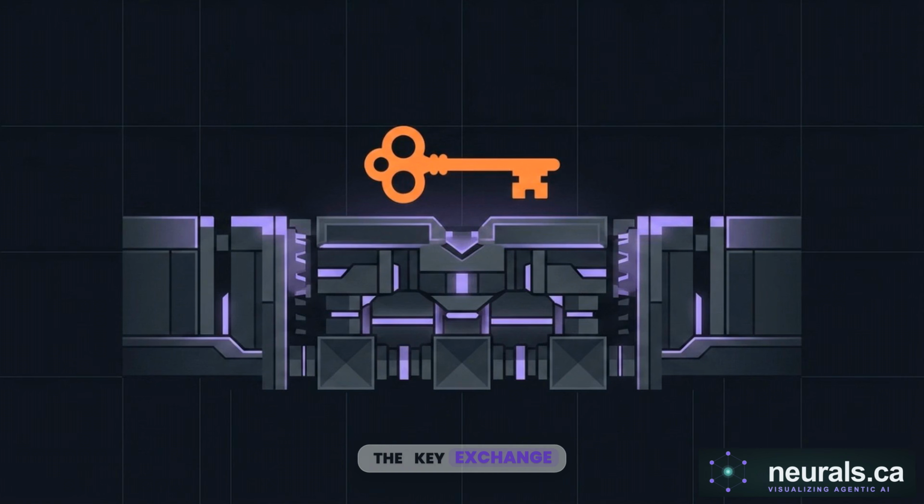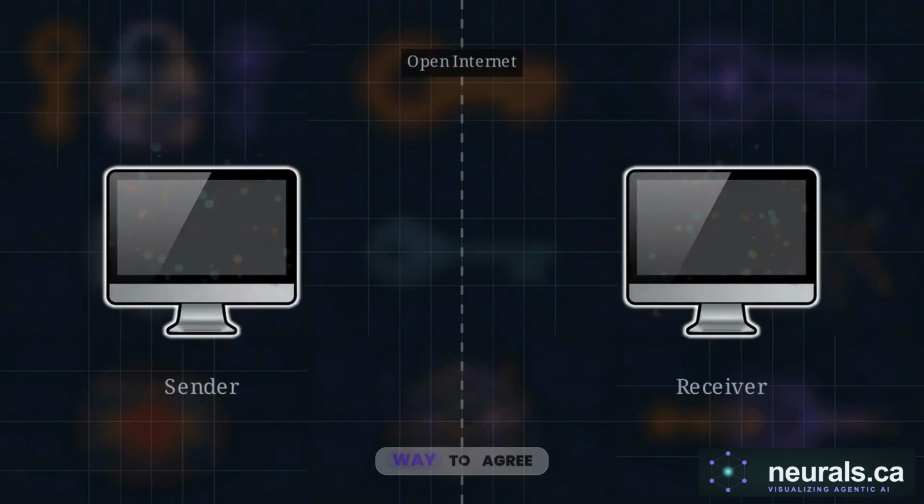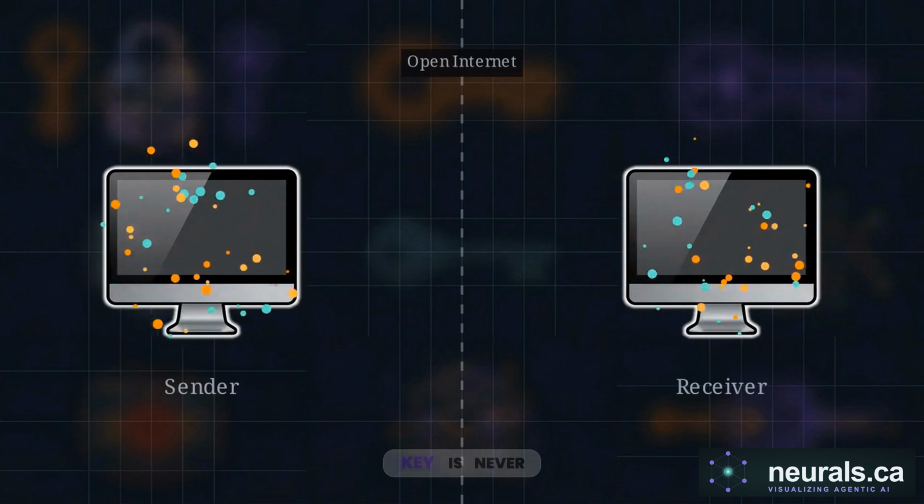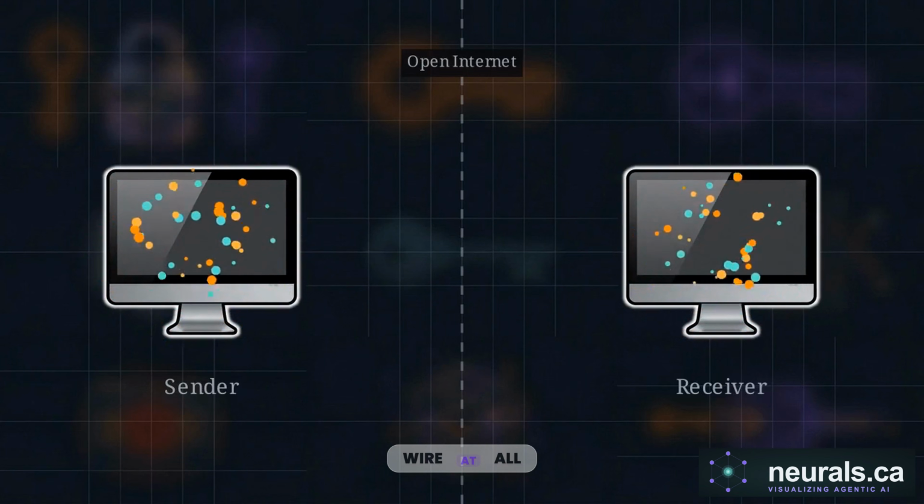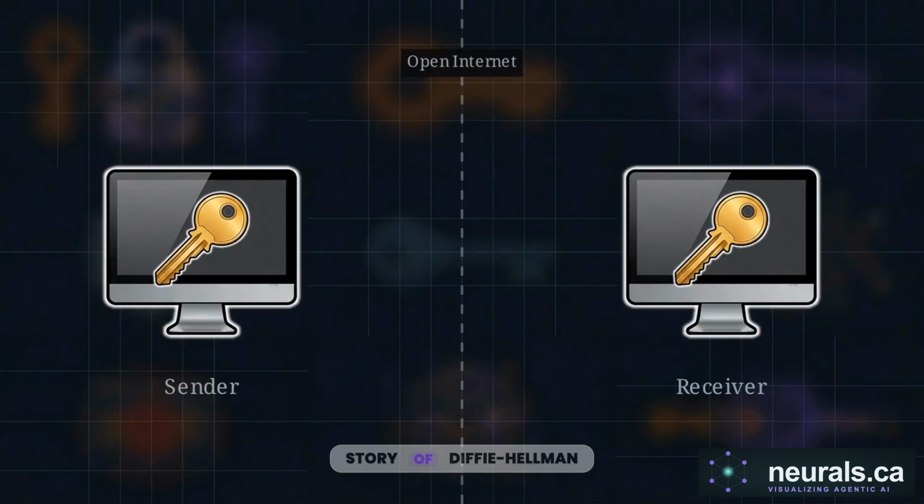RSA solved the key exchange problem using a one-way trapdoor. But there is another way to agree on a secret, one where the key is never sent across the wire at all. That is the story of Diffie-Hellman.